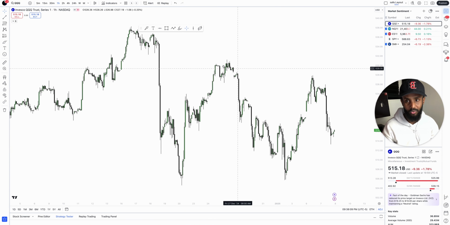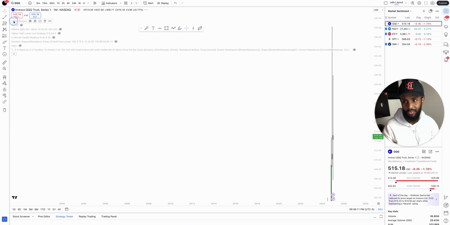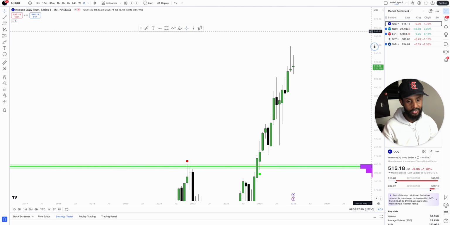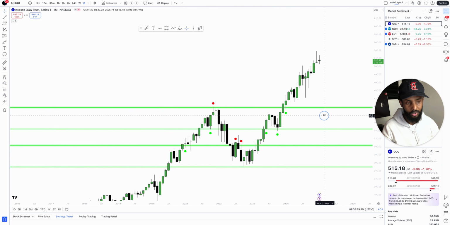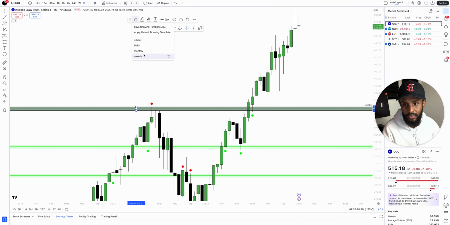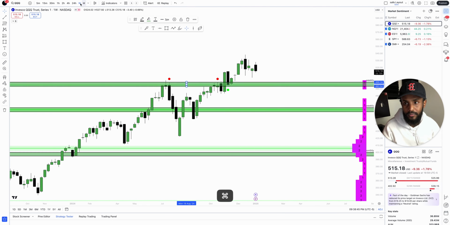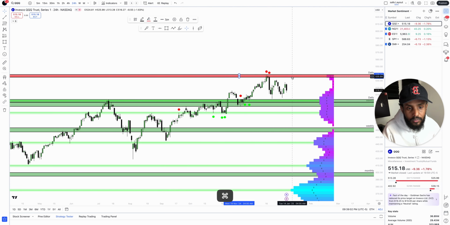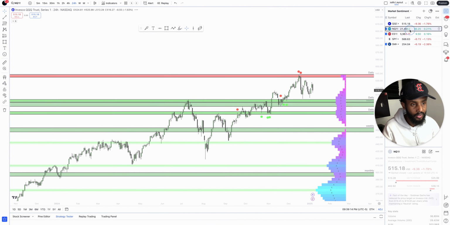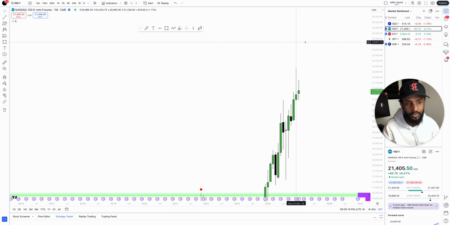So I'll remove all of my drawings, and then we start from the monthly, and then we start charting all the way down to the 4-hour time frame at least. So we'll do that super fast on the Qs. So we have our demand all the way here. Actually, what I like to do is just go to the daily time frame for now.